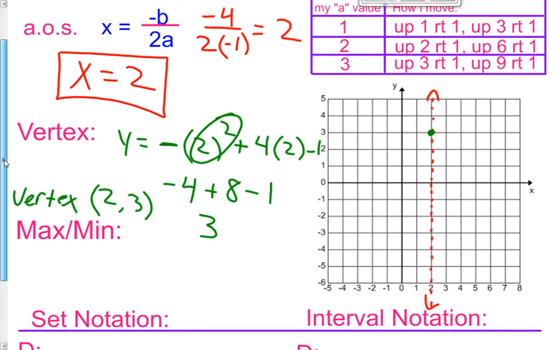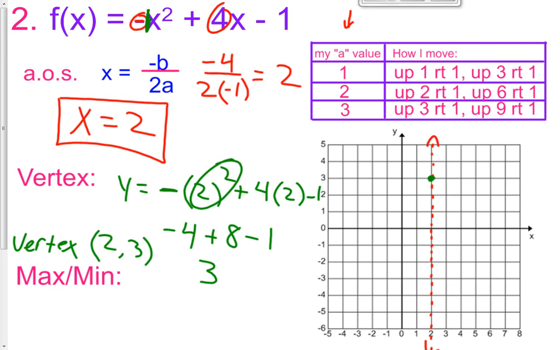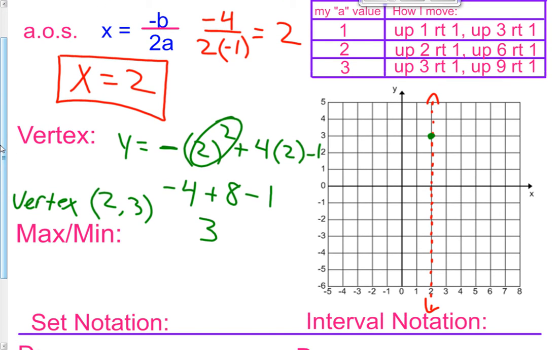So our a value now is -1. So let's use our patterns for a. So when this is -1, now all of these just turn to down. So down 1, right 1, down 3, right 1. So from our vertex, go down 1, right 1, and then from that point, go down 1, 2, 3, right 1. Same thing on the other side. They're always symmetrical. So now we draw our parabola going through those 5 points.